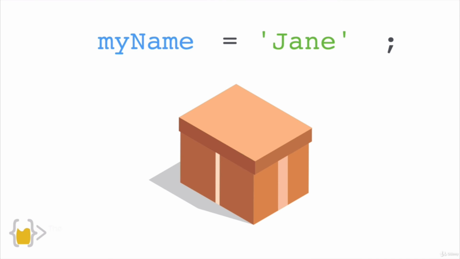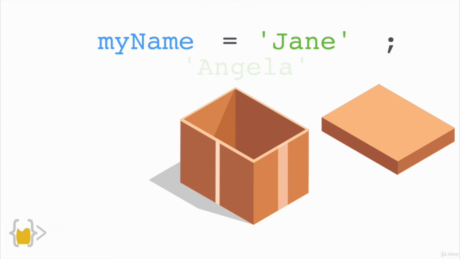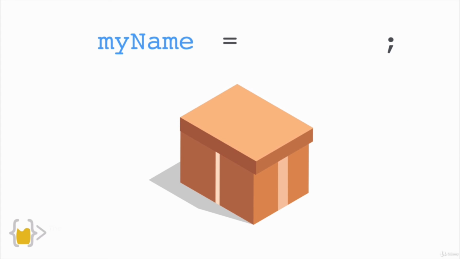So now, if at a later date I decided that I didn't really want to have the same name anymore, or if I wanted to change the value that's stored in my variable, I can simply reassign it. So I can say now my name is equal to Jane. And what will happen is that we'll fetch that box that's labeled my name, we'll take out Angela from inside it, and we'll put the new value inside. So now my name is equal to Jane.